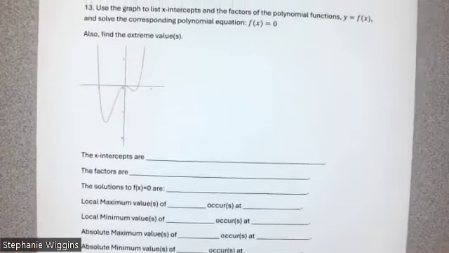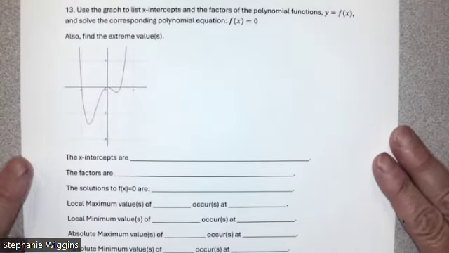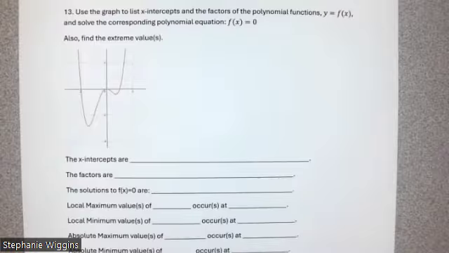All right, here we are going to use this graph to list the x-intercepts and the factors of the polynomial function y equals f of x and solve the corresponding polynomial equation. So this is pretty much the same problem that we did earlier. We're also going to find extreme values. So we did this for quadratic functions. Now I want to look at this for this quartic polynomial.